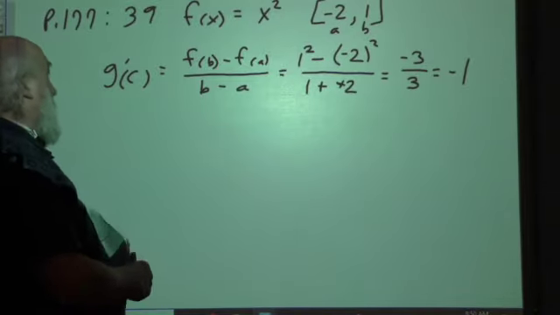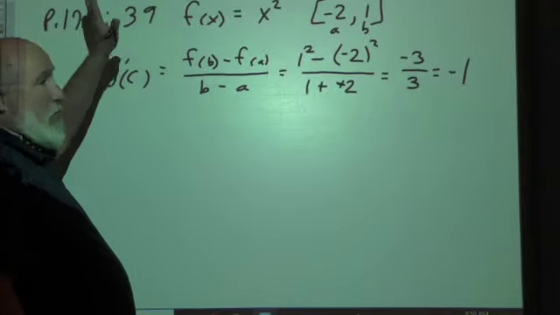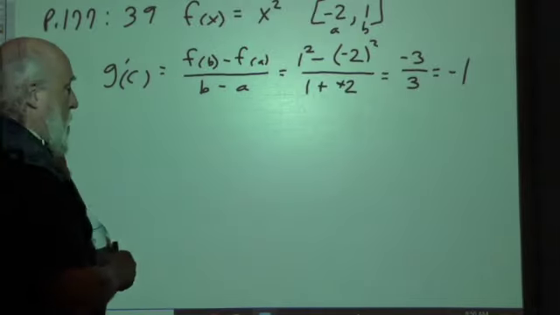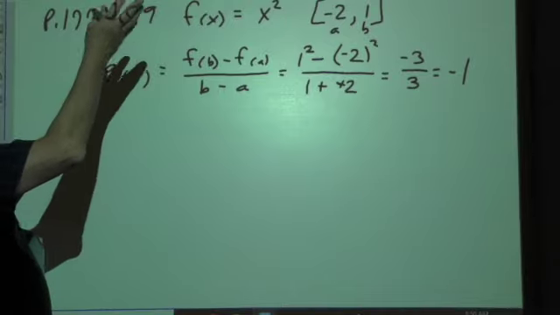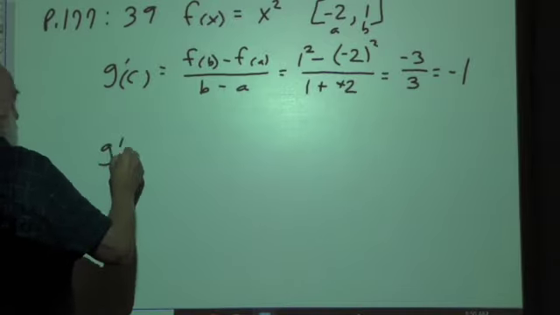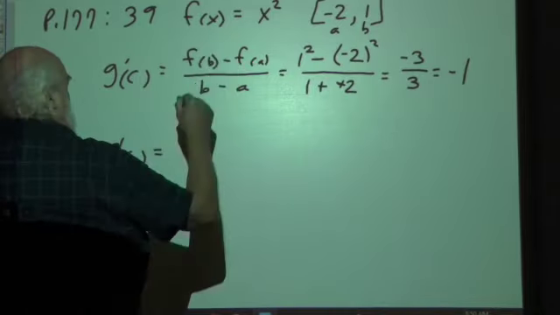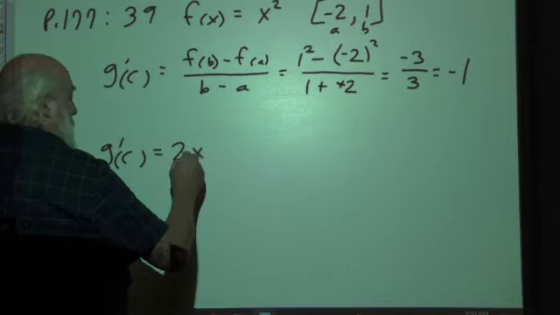Okay, now another way you can find g of c is by taking the derivative of that curve, which we show at the top there of that diagram. So we'll do another g sub c, and this time we're just going to derive it. So this becomes 2x.